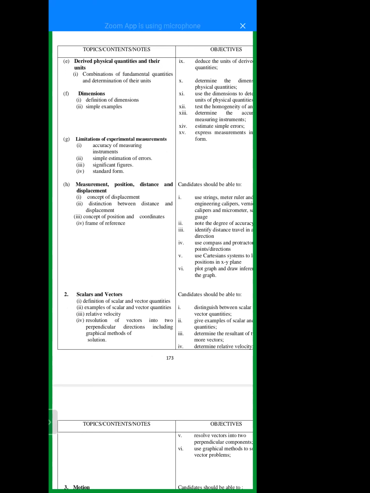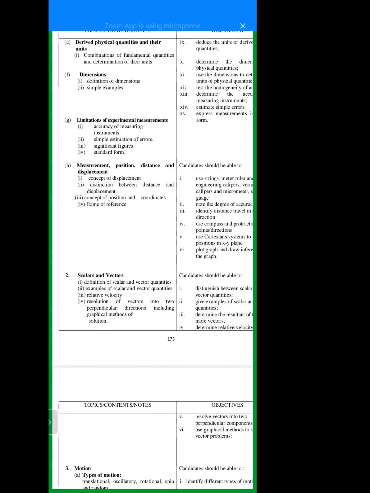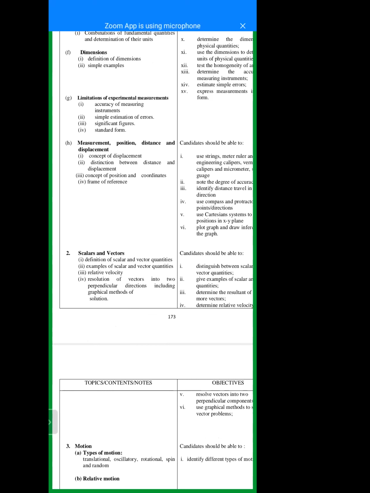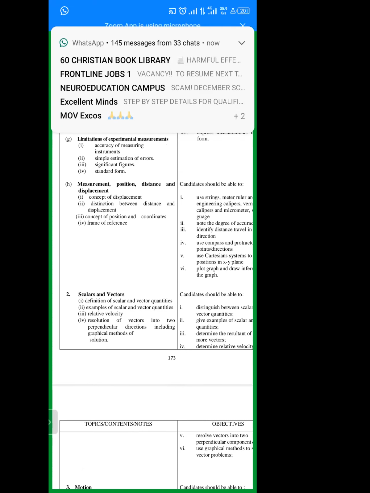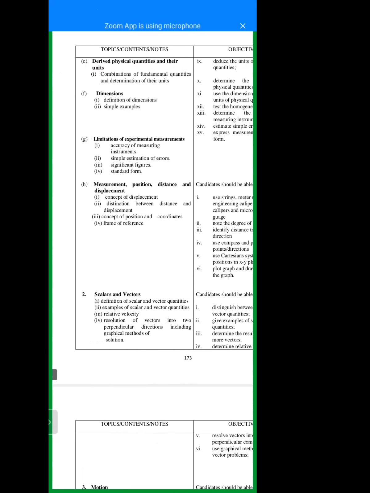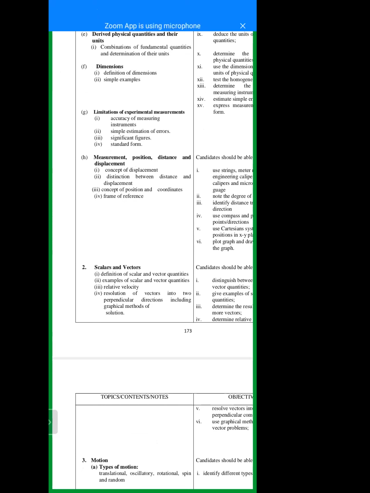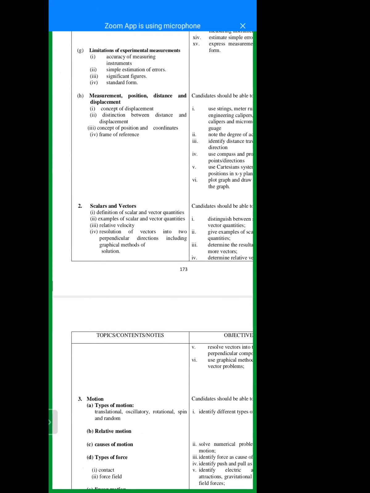Okay. Then limitations of experimental measurements such as accuracy of instruments, estimation errors, significant figures, standard forms. Those ones are actually the mathematical aspect of it that we should be well aware of, definitely. Then we have discussed measurement of positions, distance, displacement. We have discussed velocity. We have discussed acceleration. We have discussed vertical acceleration, linear acceleration.